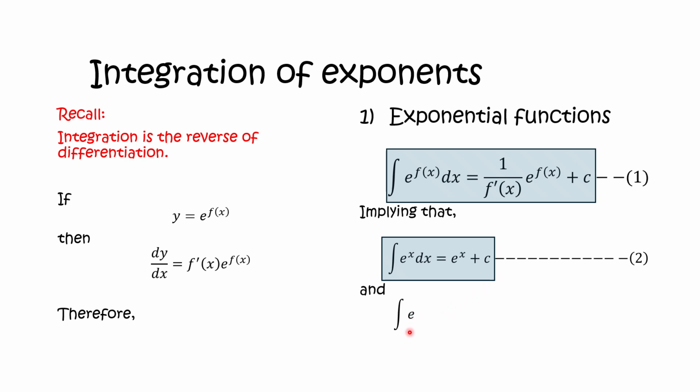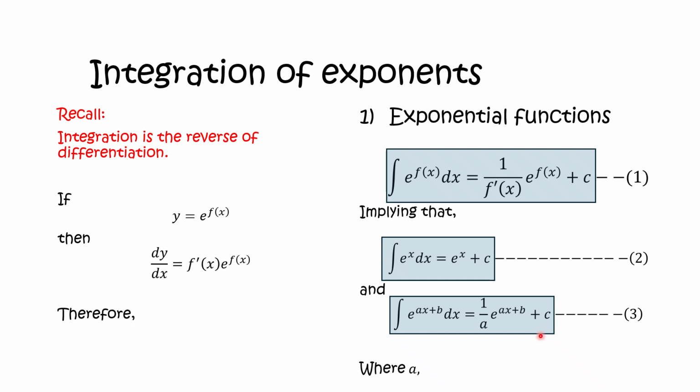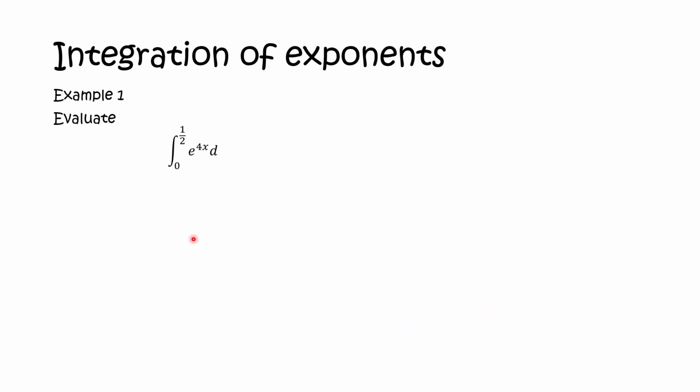Also, the integration of e to the ax plus b dx would be equal to 1 over a times e to the ax plus b plus c, the constant of integration. And take note, a, b are elements of real numbers. Now, let's take a look at the first example.